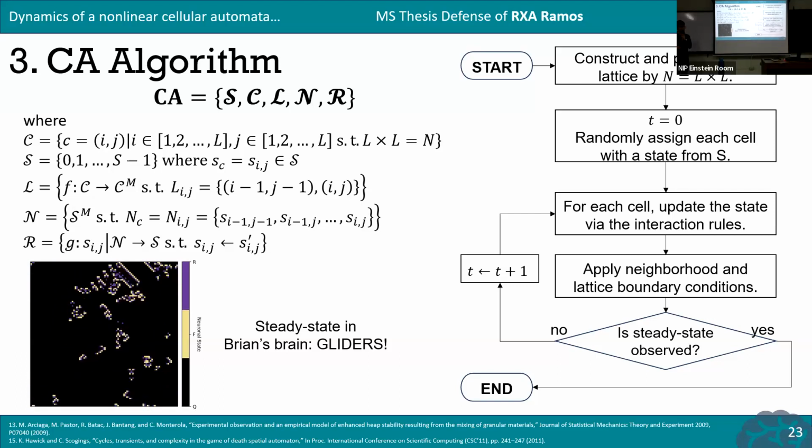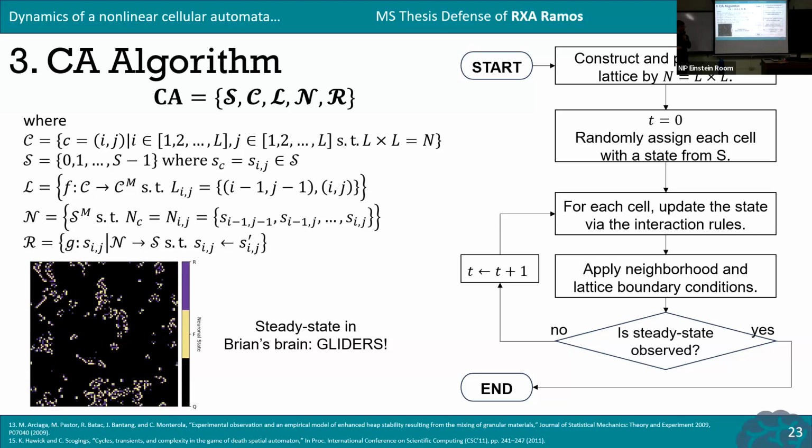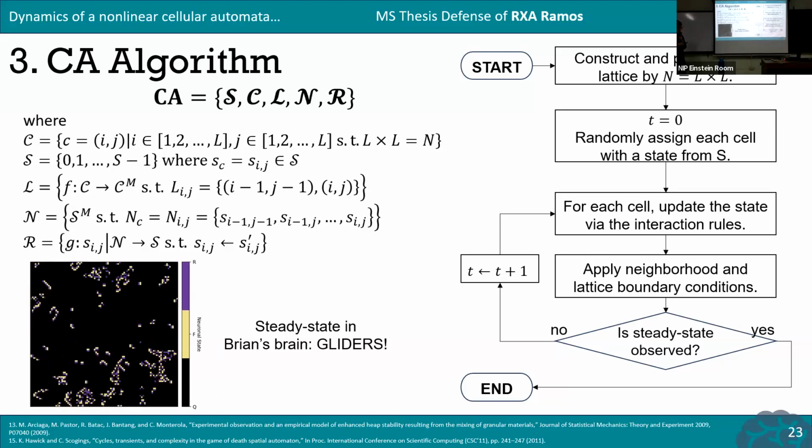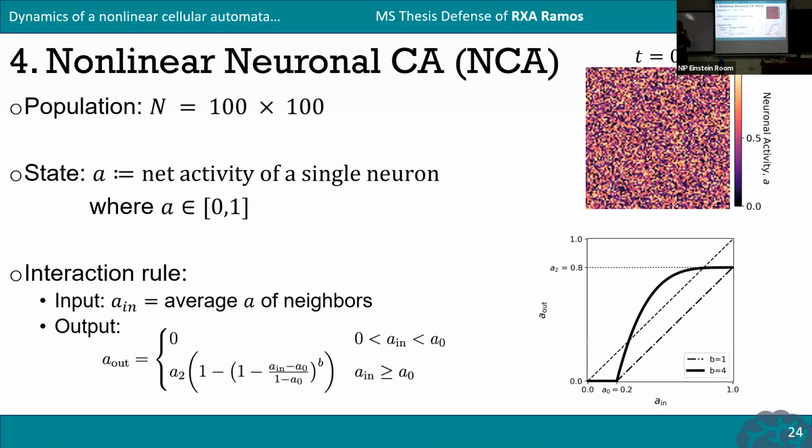In reality, neurons can be in a continuum of states because the voltage values can be of any value. So we want to propose this nonlinear neuronal CA with a continuous state. We consider a population of n, again, with a lattice size of 100 by 100. Each neuron in the lattice can have a state A, which we define to be the net activity of a single neuron. This A can take a uniform random value from 0 to 1, so that at t equals 0, we can generate a uniform random sampling of this A as shown here.